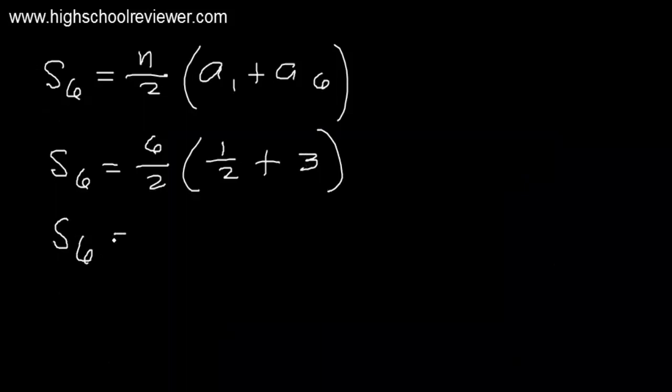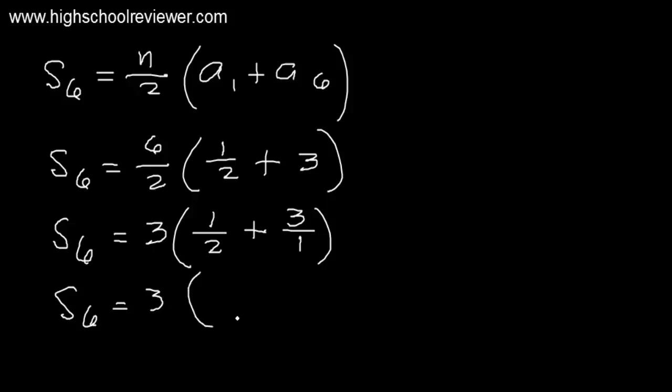S sub 6 will be equal to 6 divided by 2, which is positive 3, and multiply this by 1/2 plus 3. To make this a fraction, 3 would be 3 over 1. So S6 will be equal to 3 multiplied by 1/2 plus 3/1. The LCD is 2. 2 divided by 2 is 1, multiplied by 1 is 1, plus 2 divided by 2 is 1, and 1 times 3 is 6.